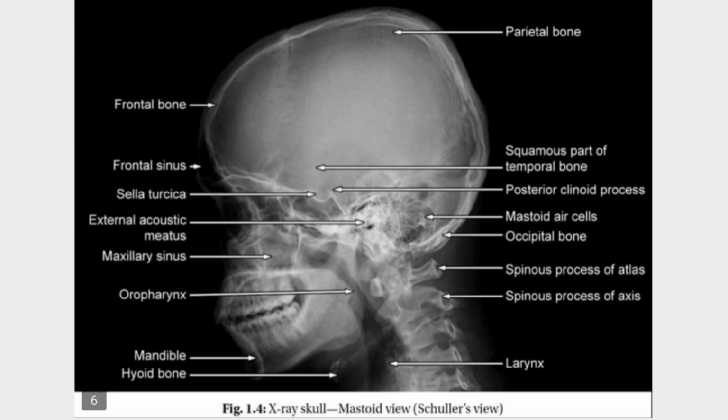This is X-ray skull mastoid view. So you know temporal bone, there are various views like Law's view, Schuller's view, Stenver's view, Towne's view, transorbital view, and submentovertical view. Okay, Schuller's view is one of the views.